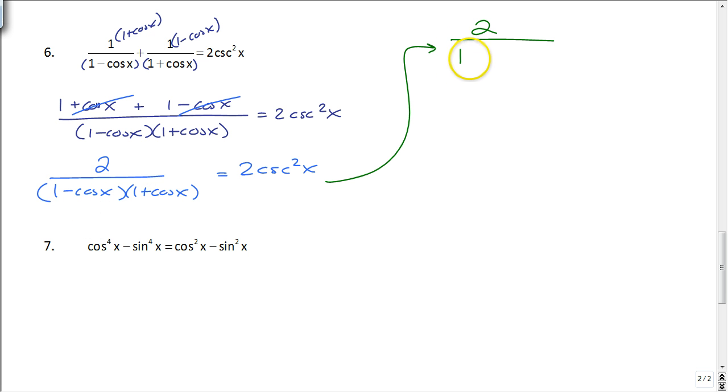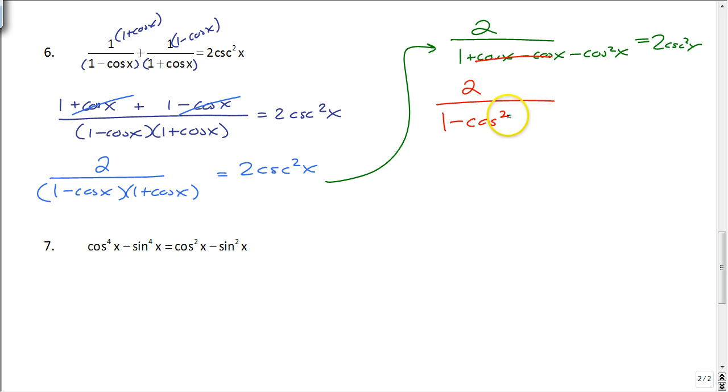you're going to have 2 over 1 times 1 is obviously 1. 1 times cosine x is cosine x. Negative cosine x times 1 is a negative cosine x. And you have negative cosine times cosine, which is going to give you a negative cosine squared x. And that's all equal to your 2 cosecant squared x. These guys cancel right there in the middle. So now you're at 2 over 1 minus cosine squared x. And that's equal to 2 cosecant squared x.